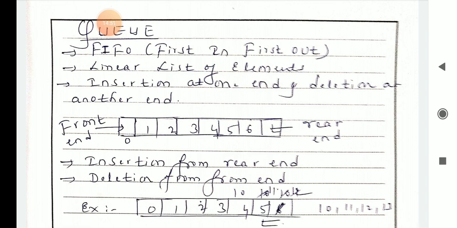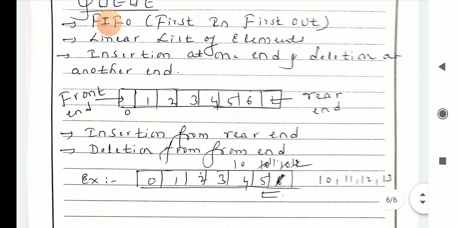So take one example. I will take one array and write the elements 0, 1, 2, 3, 4, 5, 6. Okay, so at the right side you are having the rear end. At the front side you are having the front end. So I will allocate my front end and rear end. It says insertion from the rear end, and deletion from the other end, the front end. As an example, I will take one array and allocate my memory locations 0, 1, 2, 3, 4, 5, 6.